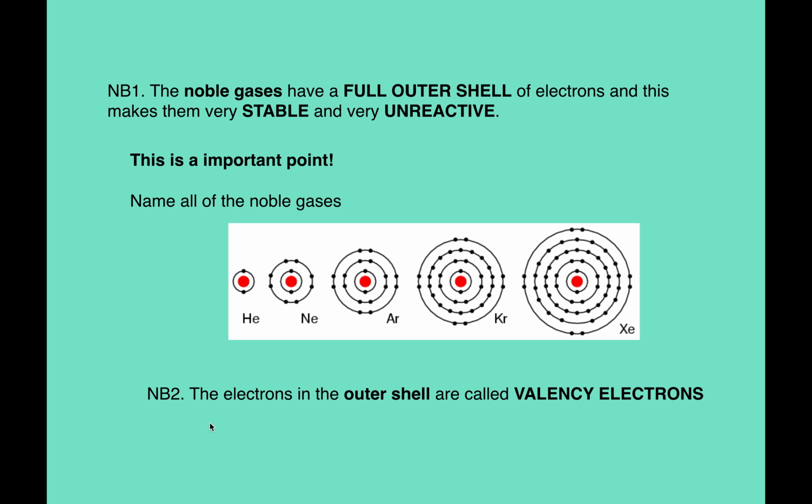A second note, the electrons in the outer shell of an atom are called the valency electrons. The outer shell electrons are called the valency electrons. Now, we'll come back to this idea, but the noble gas electronic configuration is something that all elements try to attain, because of its stable nature.